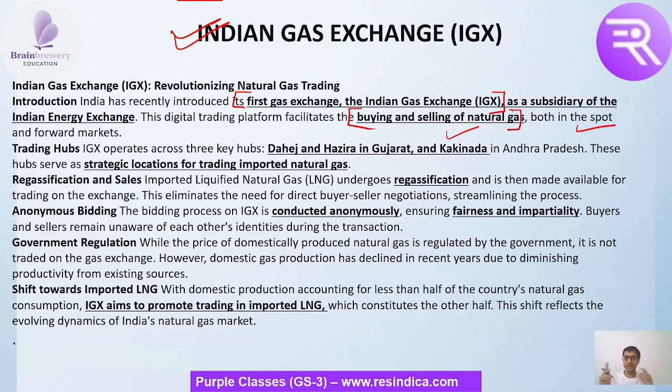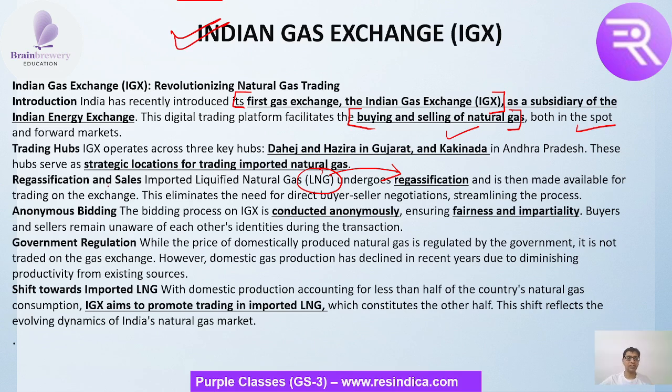These are very important and strategic locations from where we get imported gas. We get imported gas in the form of liquefied natural gas, LNG, and then we regasify it. The main purpose of regasifying the LNG is to make sure there is no unnecessary buyer-seller negotiation. If you want to buy gas, we will give you gas. It is not that we provide you with liquefied natural gas and you keep on converting it into gas. You say you want to buy gas, and we will provide you with gas.